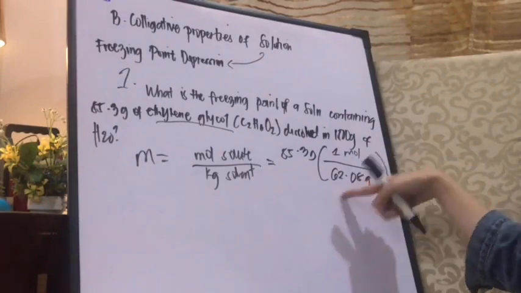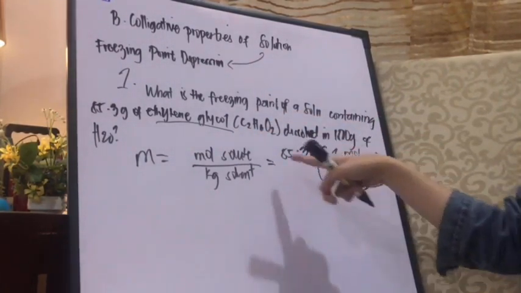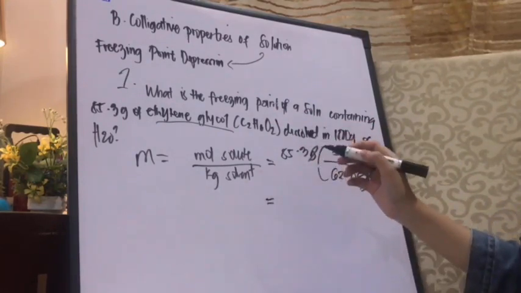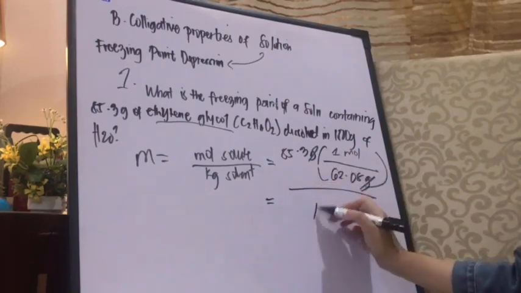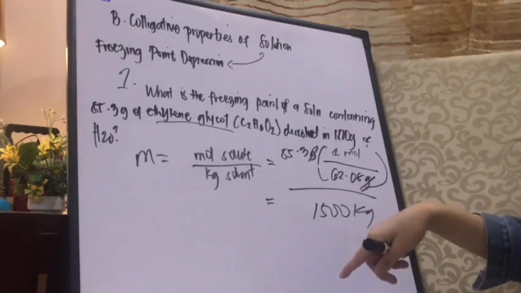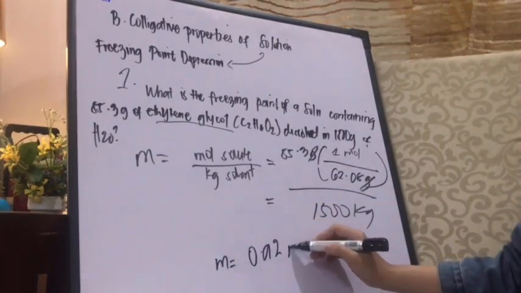Kasi dito ko lang yung kinuha. So cancel lang to para makuha yung mole. So we're just going to compute this one using a scientific calculator. Wait, I forgot something. So I'm just going to put this one because given siya. So our mole goes to 0.92.